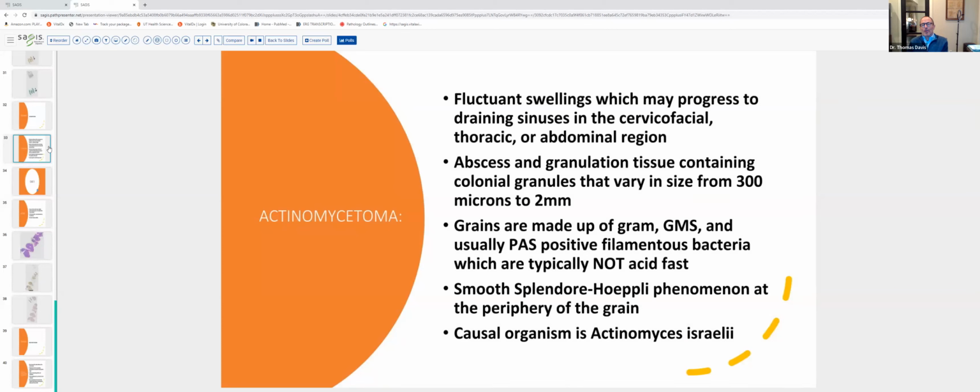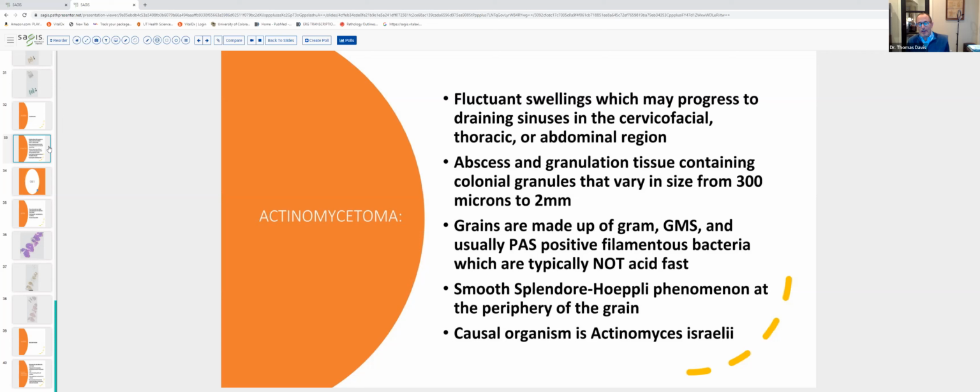Actinomycetomas, of course, are characterized by these fluctuant swellings, which frequently progress to draining sinuses. They do show predilection for the cervical facial region, as we saw here, but they can occur on the abdomen and in the thoracic region as well. Histologically, usually what one sees are large grains. Actually, they can vary somewhat in size between 300 microns and 2 millimeters. And these are usually located in the center of an abscess with surrounding granulation tissue.